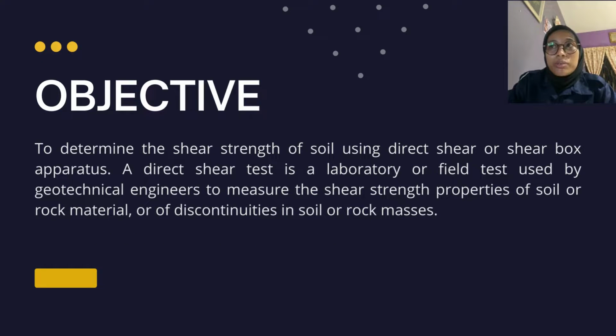Objective: to determine the shear strength of soil using direct shear or shear box apparatus. A direct shear test is a laboratory or field test used by geotechnical engineering to measure the shear strength properties of soil or rock material, or of discontinuities in soil or rock masses.